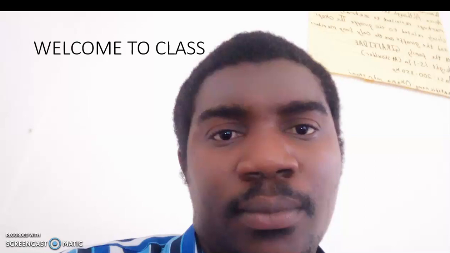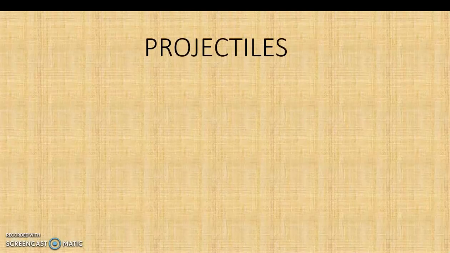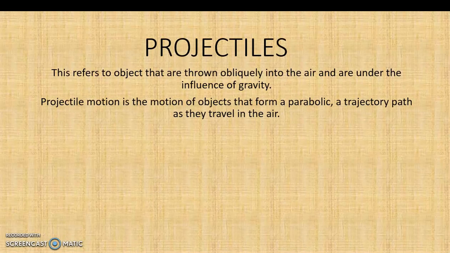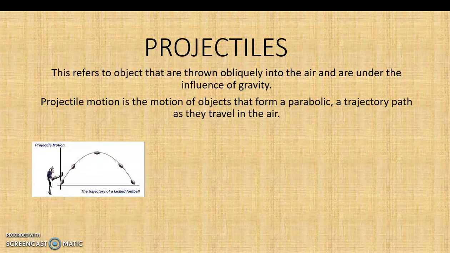In this class, I'll be looking at the topic projectiles. What exactly are projectiles? This refers to objects that are thrown obliquely into the air and are under the influence of gravity. Projectile motion is the motion of objects that form a parabolic or trajectory path as they travel in the air. That is an example of projectile motion. Let me show you more examples of projectile motion.